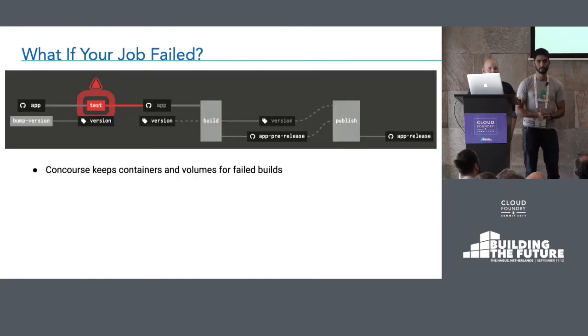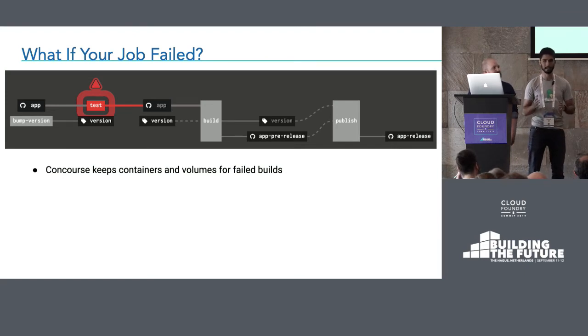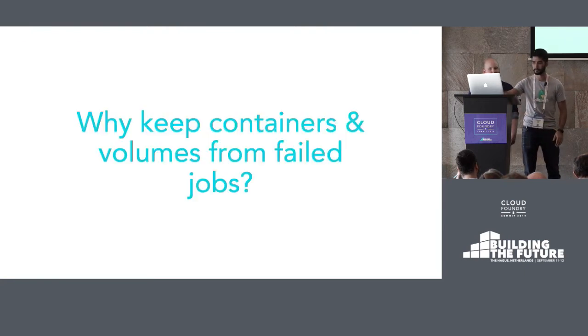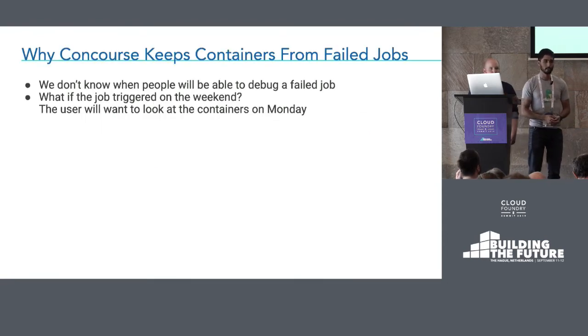Now, what if your job failed? For failed jobs, Concourse keeps the containers and volumes around. It does not delete them. So if your job fails, the containers and volumes from that job will still be there. So why does Concourse keep the containers and volumes? Concourse keeps them because Concourse doesn't know when people will be able to debug them.